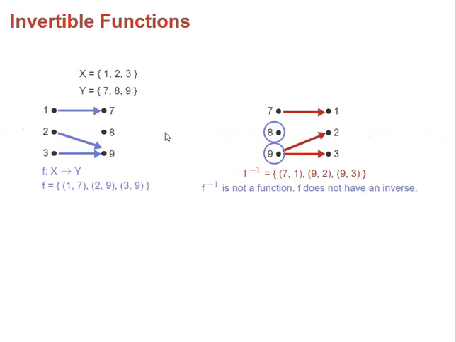And here's an example of why that's important. Let's say that you have a function that maps x to y. You can see that we have a mapping that takes 1 to 7, 2 to 9, and 3 to 9, and 8 is left over. So now you can see that it's neither one-to-one nor onto, because two elements are mapping onto a single element, so it's not one-to-one, and 8 is left over, so it's not onto.